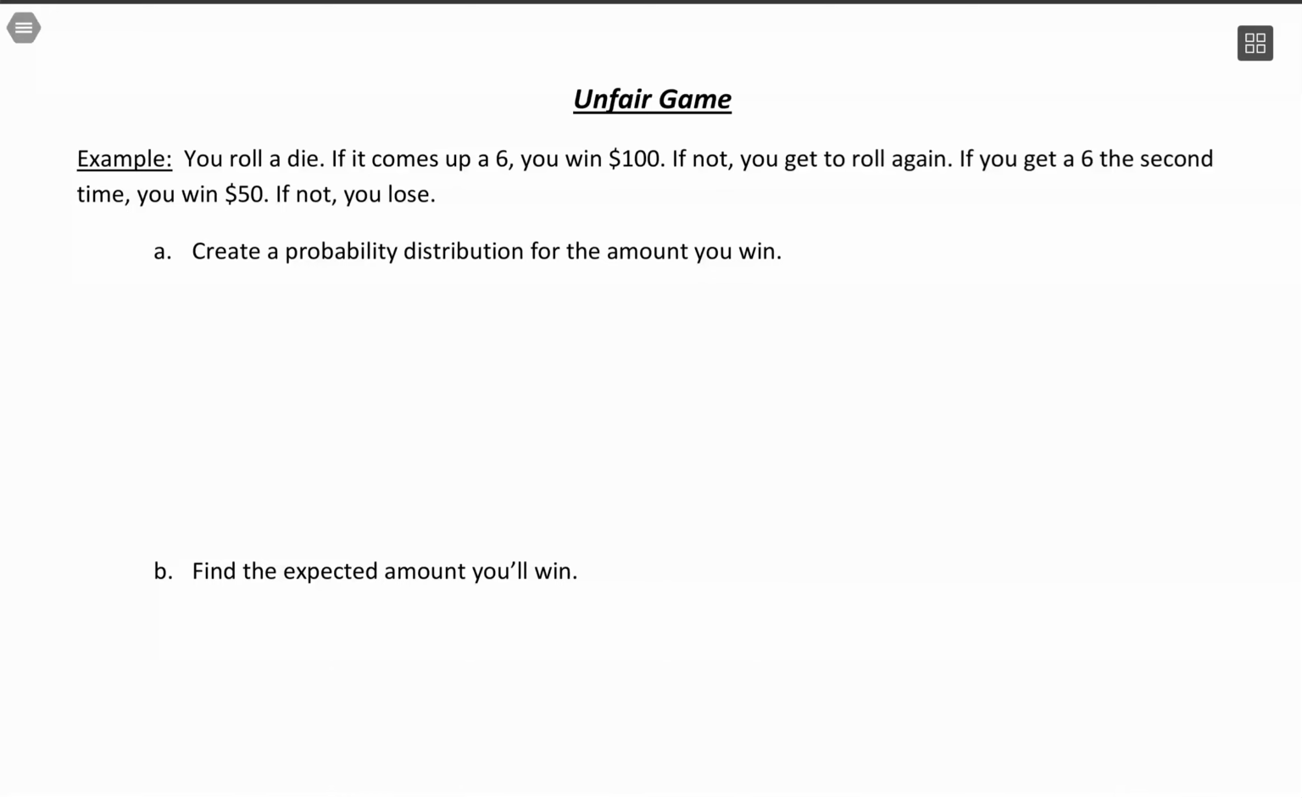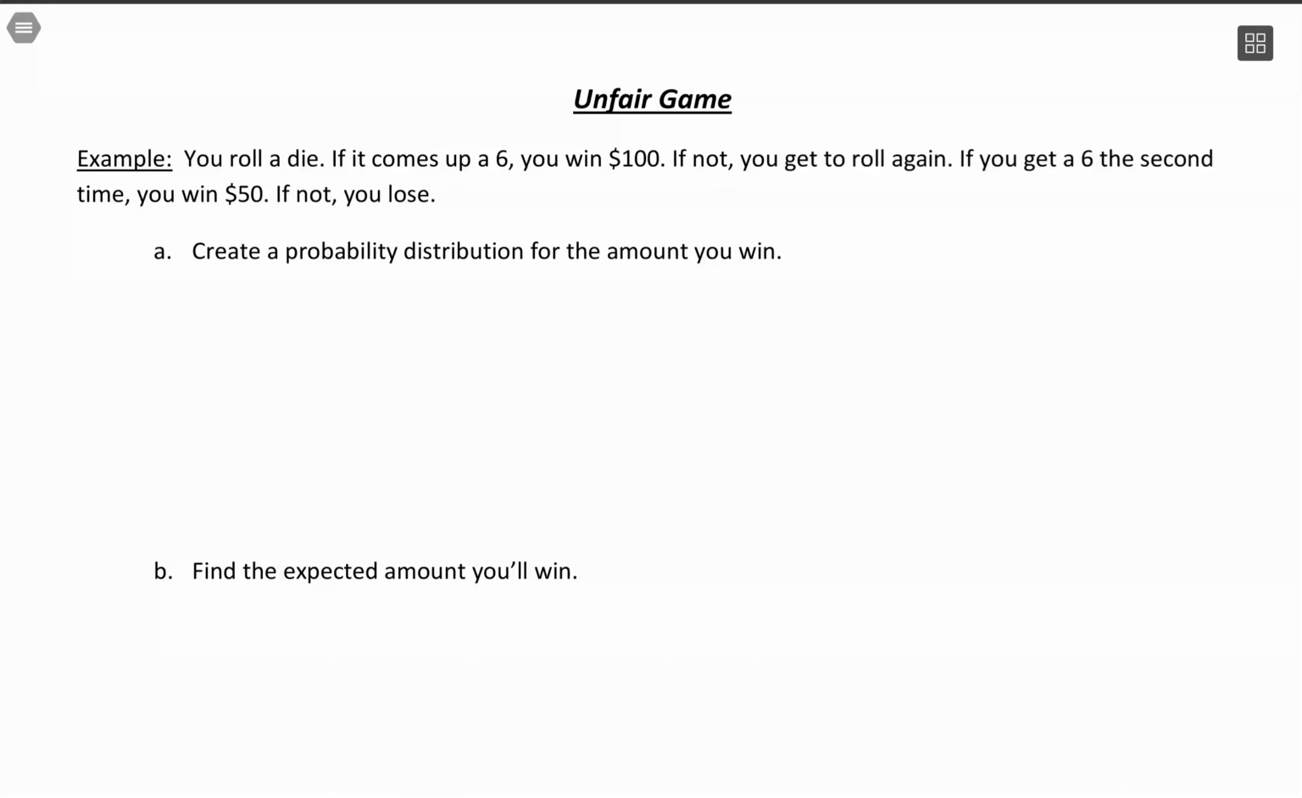And this is a game just made up. This isn't a real game, but a lot of these ideas will apply to actual games that you would see out in the real world. So we're going to roll a die. If it comes up a 6, you win $100. If not, you get to roll a second time. If you get a 6 on the second time, you win $50. If not, then you lose.